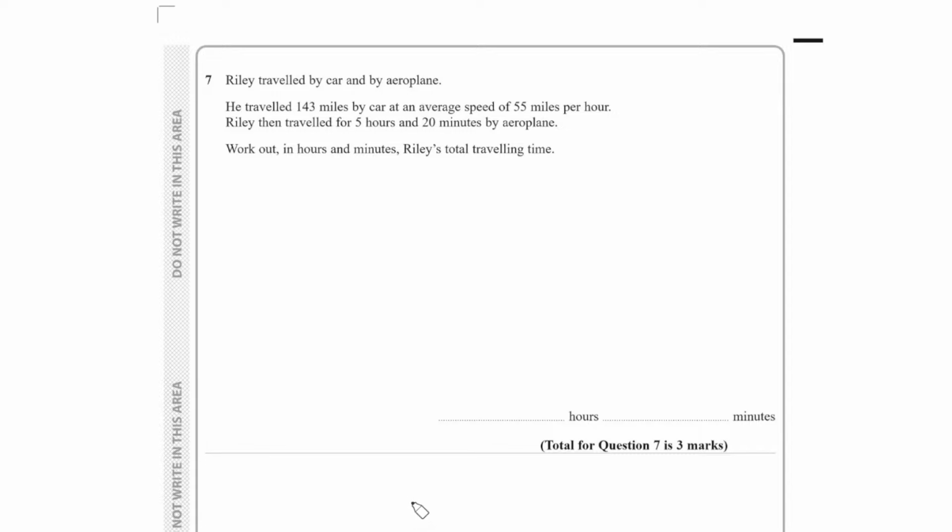Okay, question 7. Riley travelled by car and by aeroplane. He travelled 143 miles by car at an average speed of 55 miles per hour.